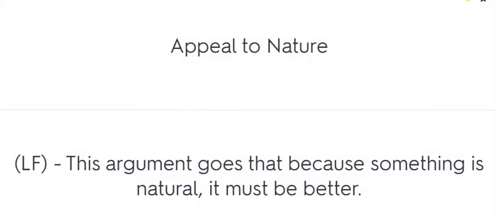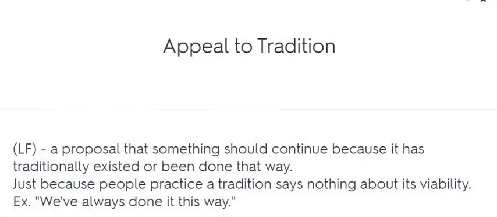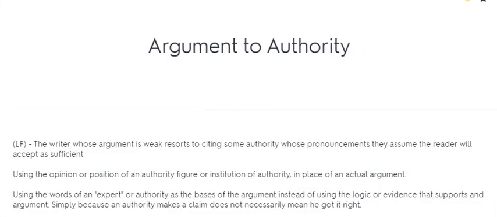Appeal to nature. This argument goes that because something is natural, it must be better. Appeal to tradition. A proposal that something should continue because it has traditionally existed or been done that way. Just because people practice a tradition says nothing about its viability. Example: We've always done it this way. Argument to authority.